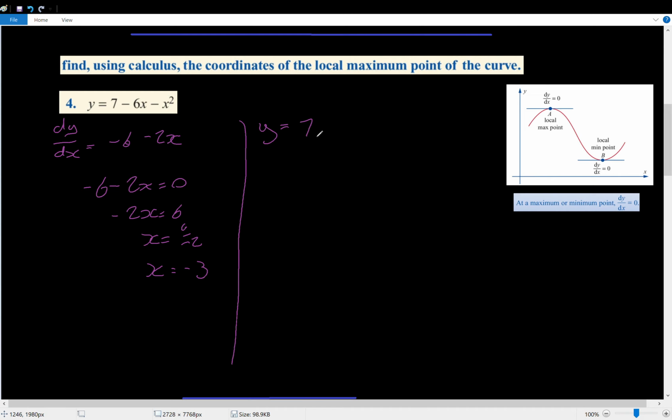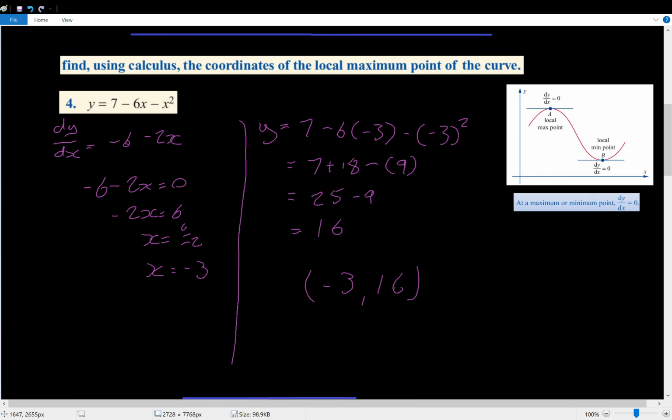So y is going to be equal to 7 minus 6 times minus 3 minus minus 3 squared. So that's going to be 7 plus 18 minus, and then minus 3 squared is 9. So we're going to get 25 minus 9, which is equal to 16. Which means the coordinates of the local maximum point on this particular curve are going to be (minus 3, 16). Okay, now for our next one.